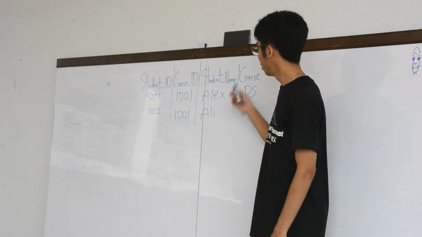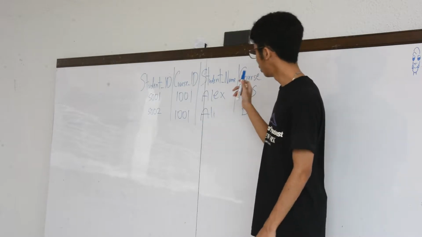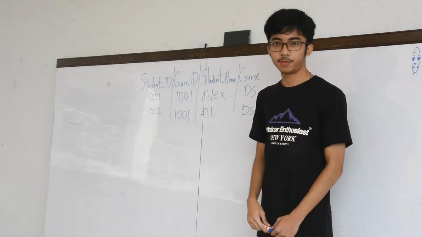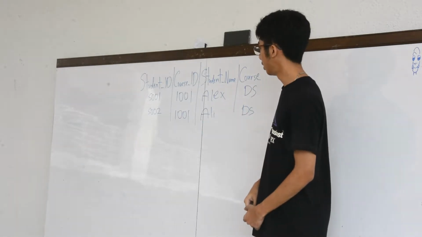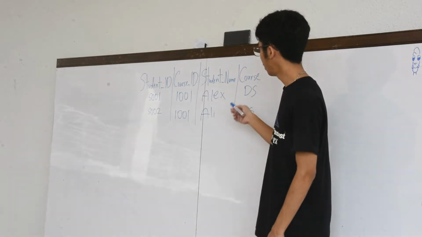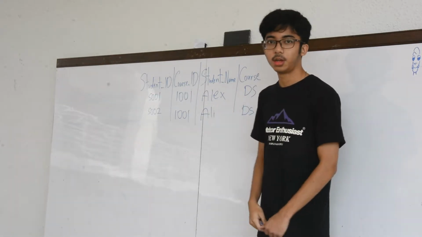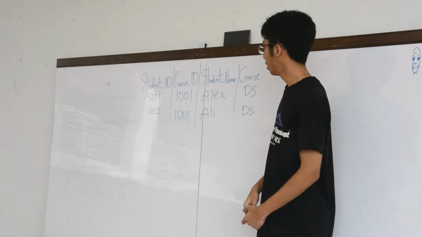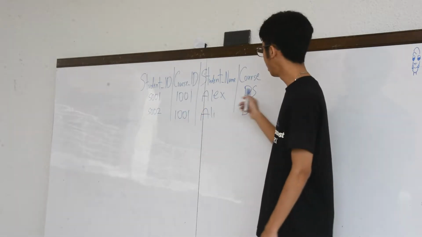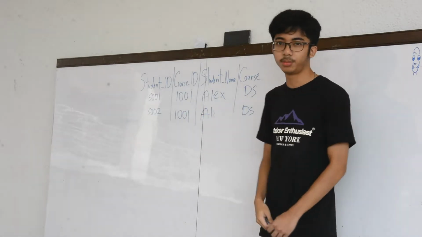In this example, the students Alex and Ali have graduated from their university, and the system wants to delete their data from the student name and student ID. But because of deletion anomaly, data 1001, data DS from course ID and course will also be deleted.